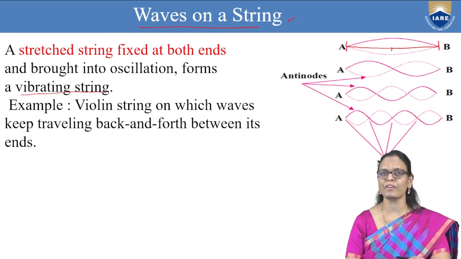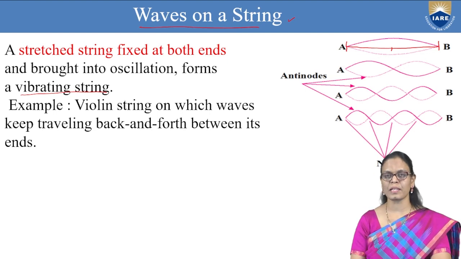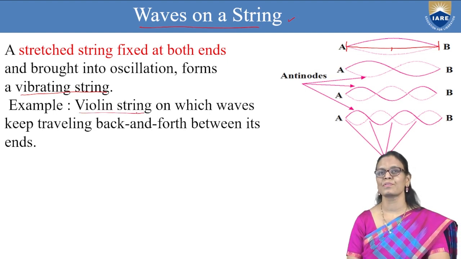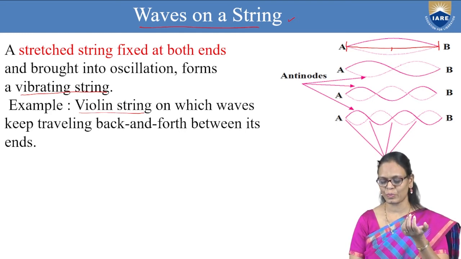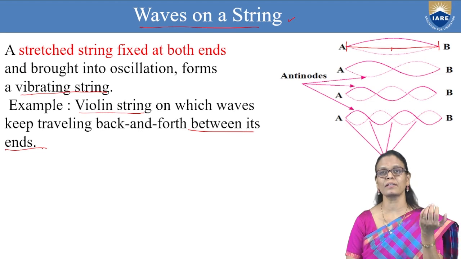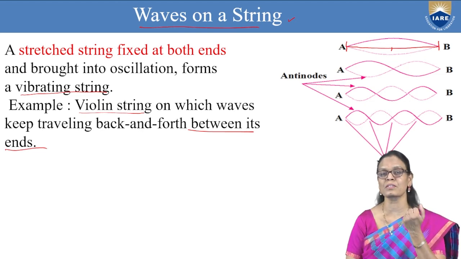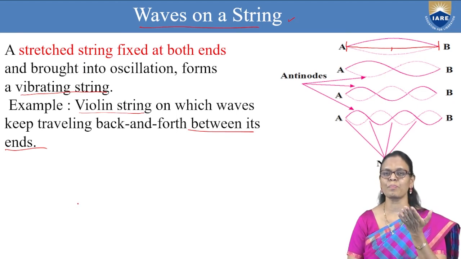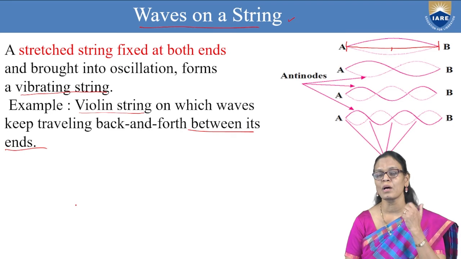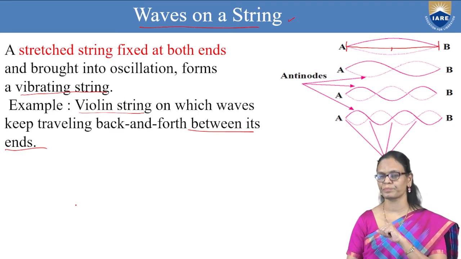So in our day-to-day life, we see many vibrating strings. The best example is the violin string. So the strings in a violin. What happens here? When you just pluck the strings and leave, these strings will vibrate back and forth between the ends. So the strings of the violin or the guitar, any musical instrument, stringed instrument you take, there are strings which are fixed at both the ends. So when they are fixed at both the ends and when you just pluck the strings and leave, they keep on oscillating. So you call them as vibrating strings.